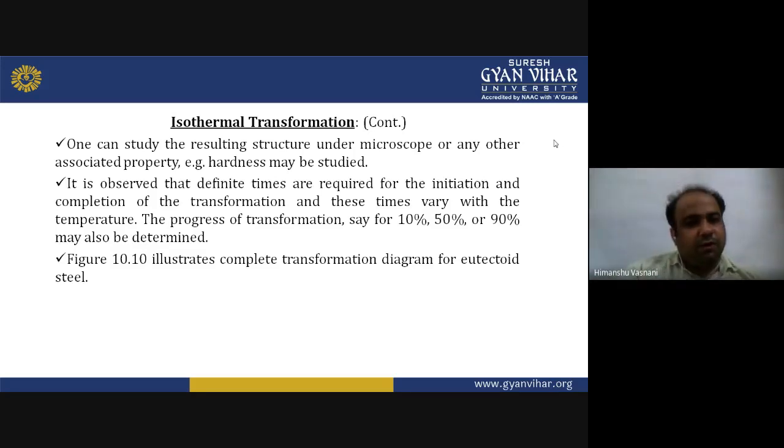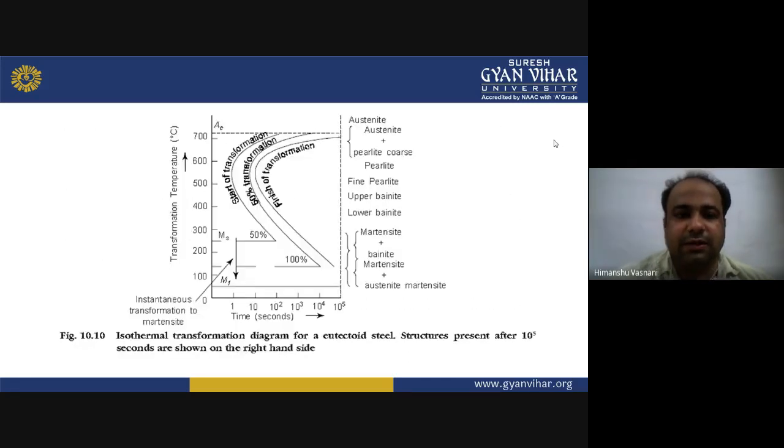So the progress of transformation, say for 10% or 50% or 90%, may also be determined. This figure that we have discussed, which I showed just now, illustrates the complete transformation diagram for eutectoid steels. You can see this diagram. This is the isothermal transformation diagram for eutectoid steel. The structures present after 10 to the power 5 seconds are shown on the right hand side.